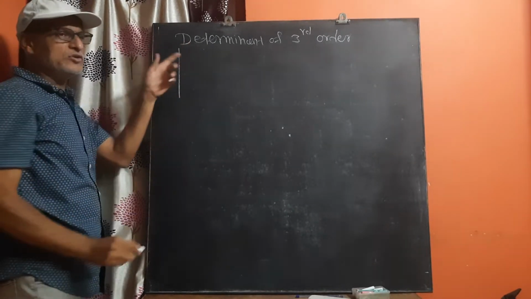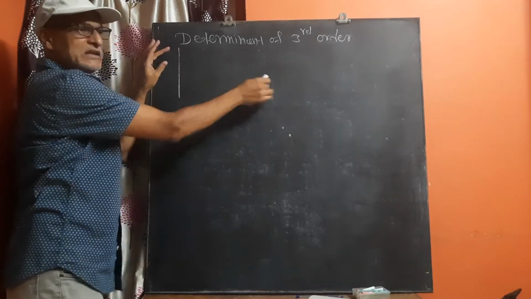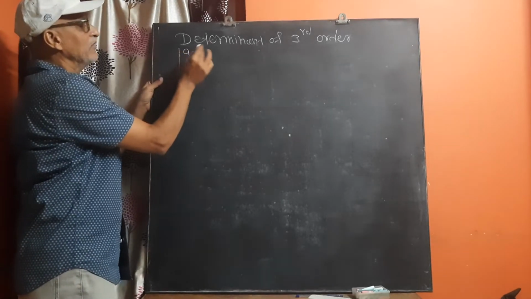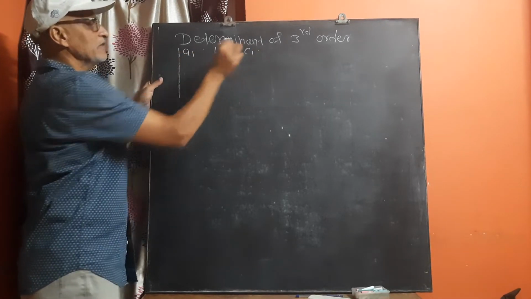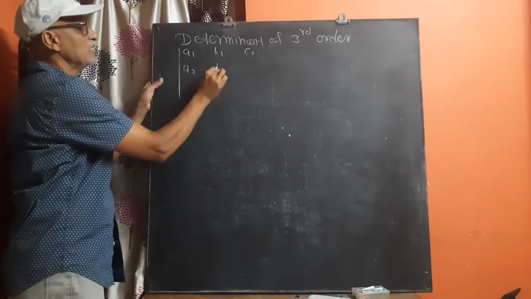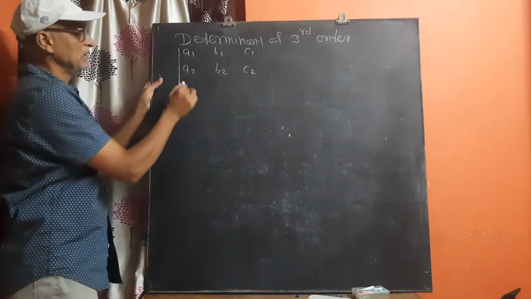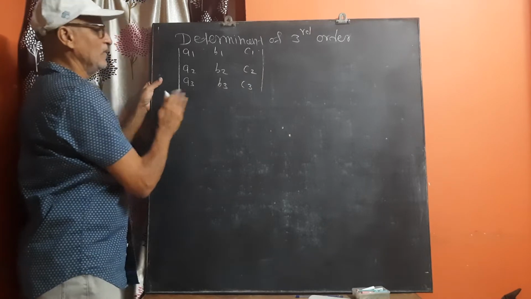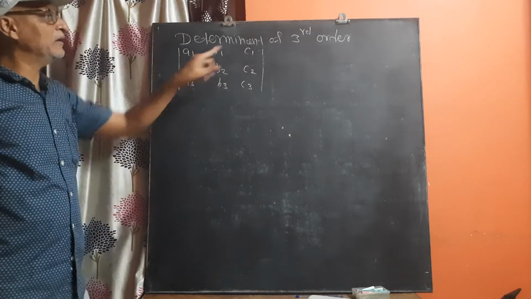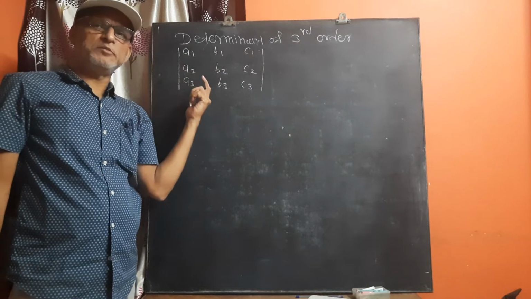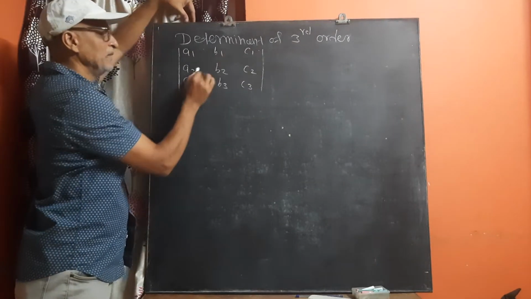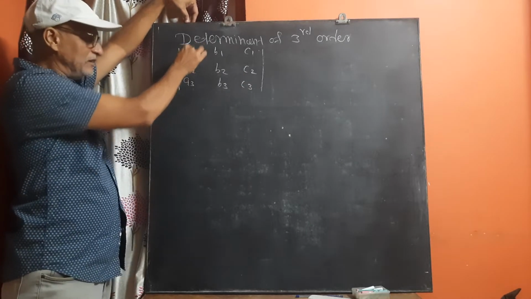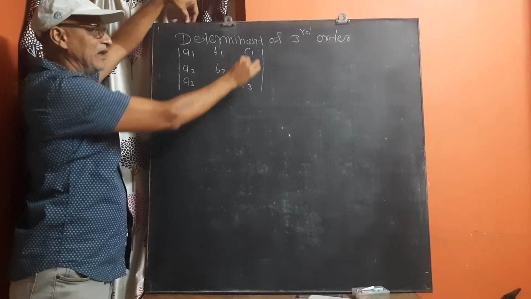That means there are 3 rows. 3 rows means 3 horizontal lines, and 3 columns means 3 vertical lines. So let us say this is A1, B1, C1, A2, B2, C2, A3, B3 and C3. So this is the third order determinant. Why is it a third order determinant? Because it contains 3 rows. This is the first row, this is the second row, this is the third row, and the 3 columns, that is the first column, second column and third column.